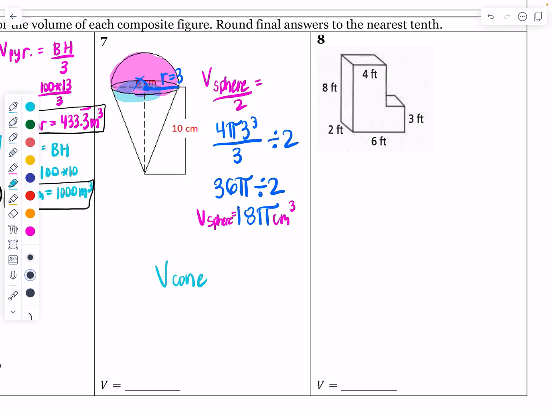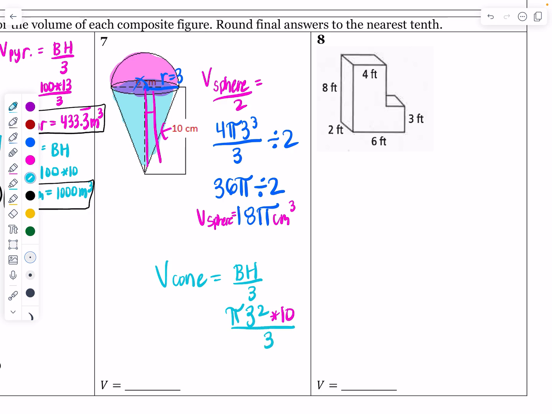Well, the cone is on the bottom. What's the volume of the cone formula? That is going to be equal to base times height divided by 3. We know that since it's a circle, that's going to be pi r squared, so pi times 3 squared, times our height. Well, what's our height of that cone? The height says it's going to be 10 centimeters, so that's going to be times 10 and then divided by 3.